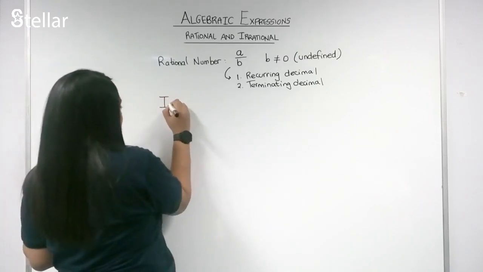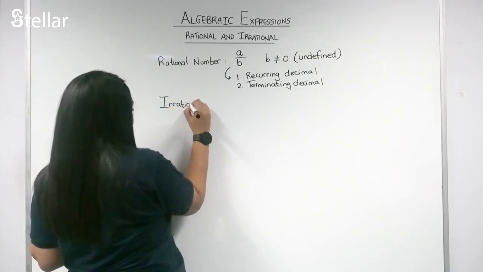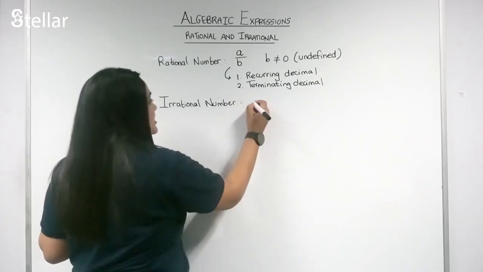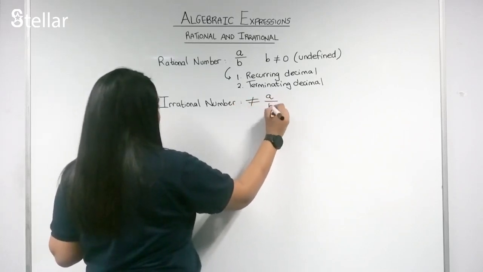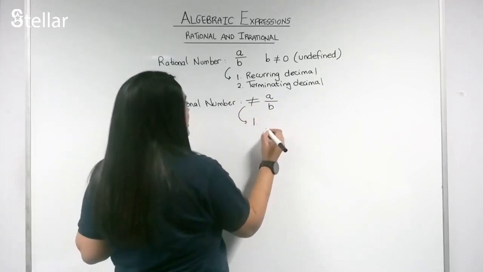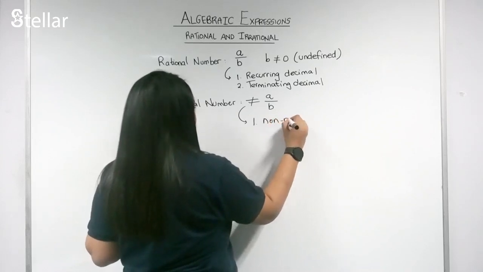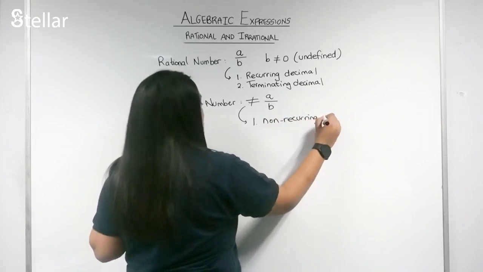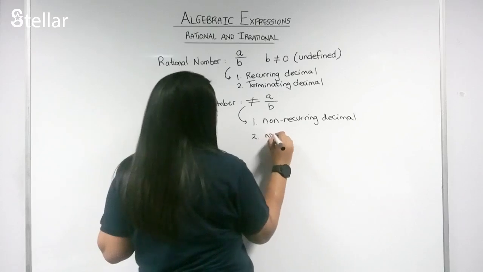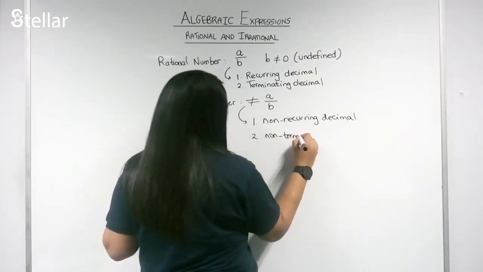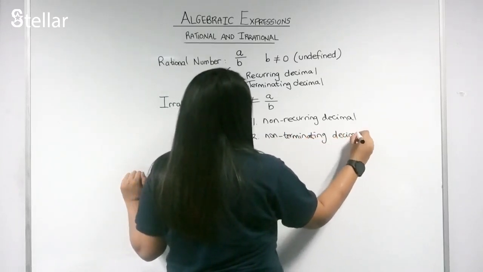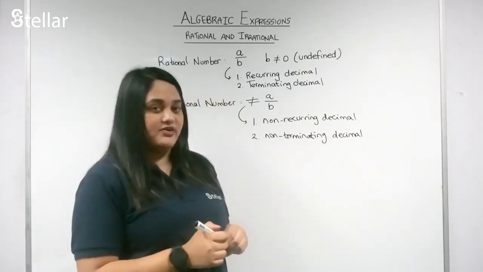Then you get irrational numbers. That number cannot be written as a over b, and it has two things. Number one, it has a non-recurring decimal, and it has a non-terminating decimal. Okay, so that's irrational and rational.